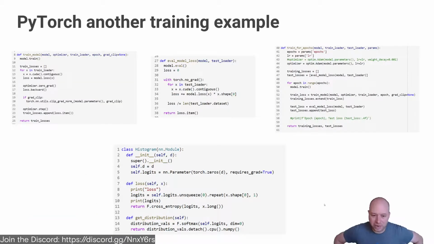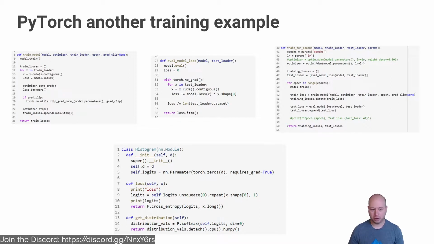I have one more example. I'm not going to go too deep into this. This is a little bit more of a sophisticated example. You can see how training a model could be approached in a little bit more of a systematic way. So in this case, we have a function called train_model.